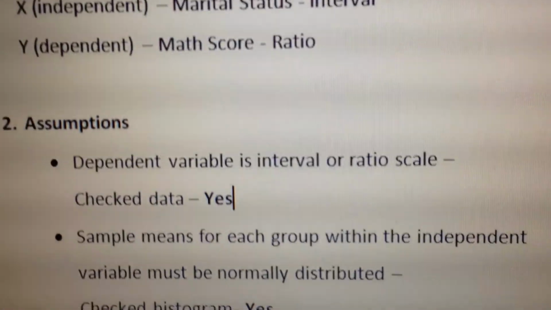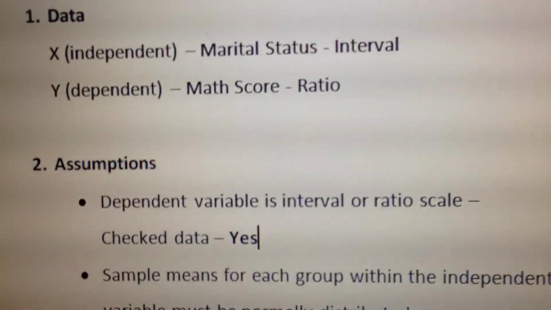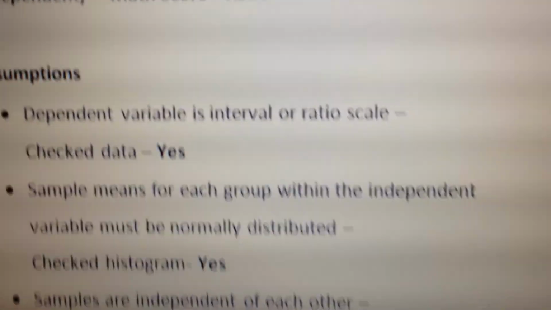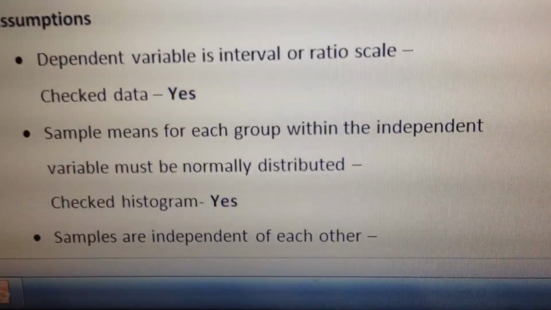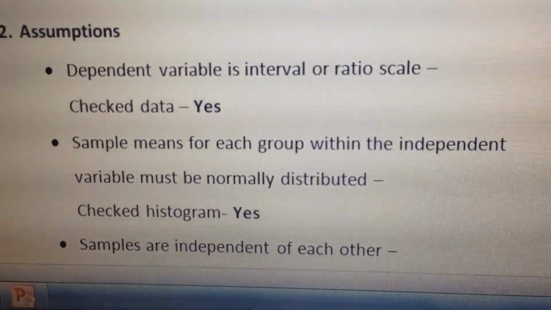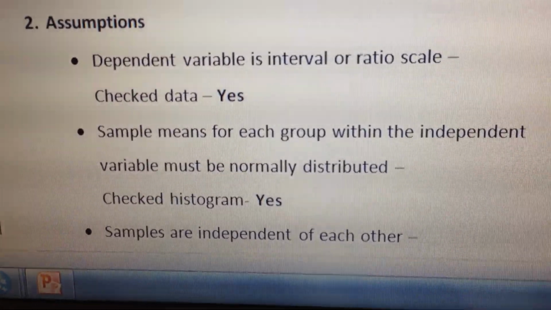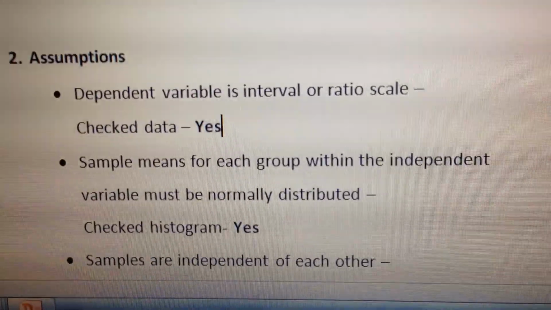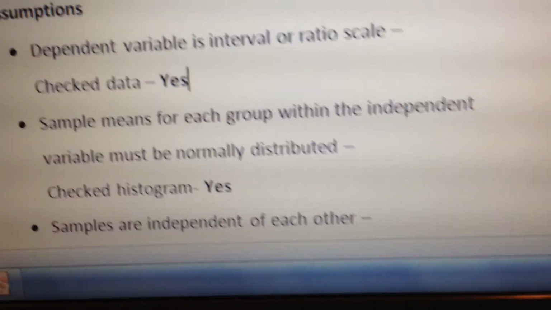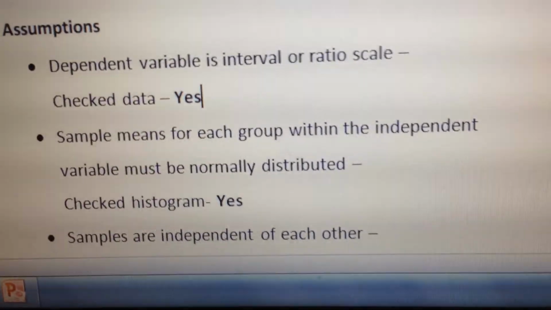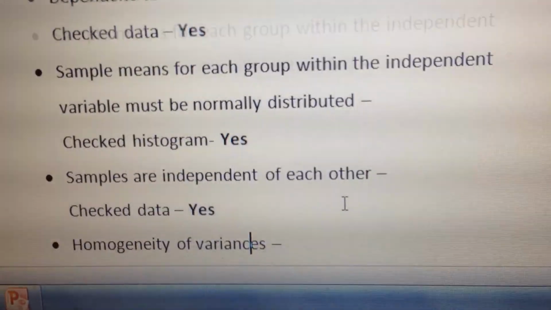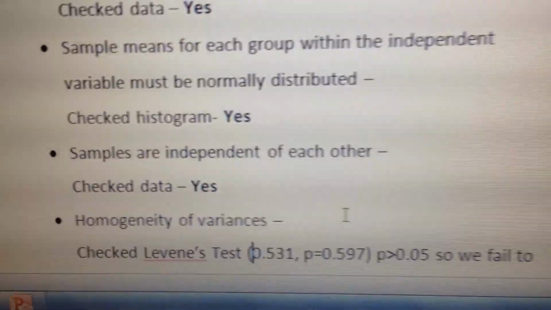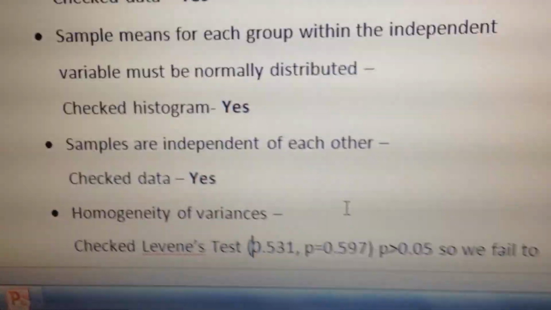So then we move on to our assumptions, and as you know from the handout, we have 4 assumptions. So the first assumption is that the dependent variable is interval or ratio scale, and we look right up here and we say we check the data, yes, thumbs up. The second assumption is that the sample means for each group within the independent variable must be normally distributed. Now, to check this, as you remember, we'll have to select cases and look at a histogram for each of those 3 categories separately. And I'm not going to go through that here because my video keeps cutting out when I take too long. You all know how to do this. We've done it a number of times. But remember, you're going to need to select cases and look at each group separately.